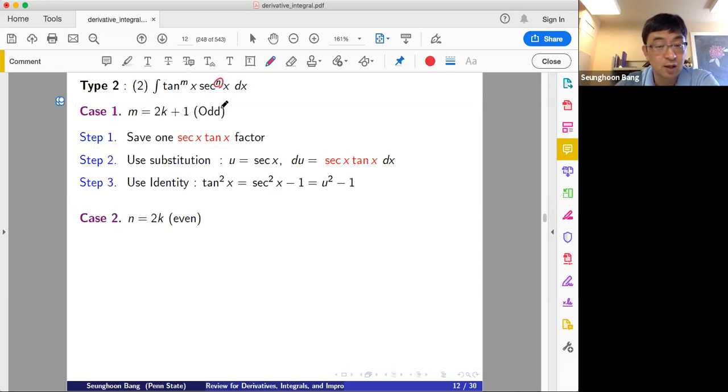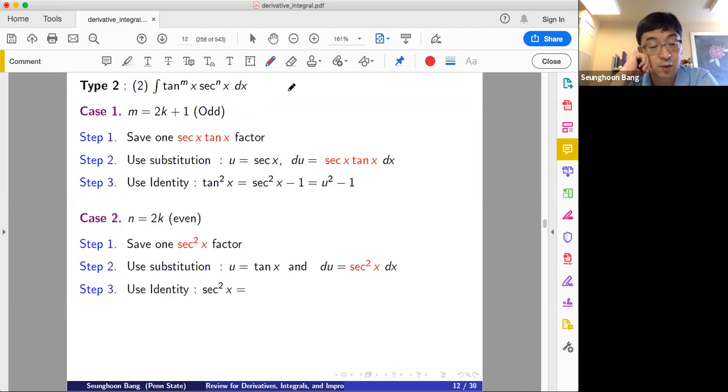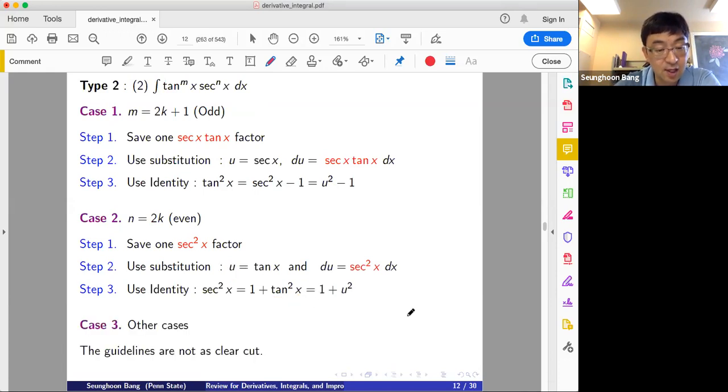Case 2, the power n of the secant function is an even power. Step 1, save one secant square of x factor. Step 2, use u substitution. u equals tangent, du is secant square of x dx. Step 3, use the identity. Secant square of x is 1 plus tangent square. You can plug this u into here, 1 plus u squared. Case 3, other cases, the guidelines are not as clear cut, so we go problem by problem.